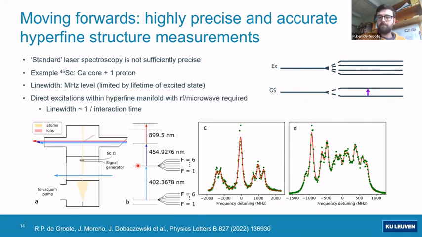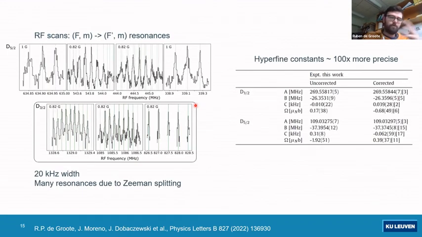Instead, one way of approaching it is by doing a direct probing of the hyperfine separations by doing radio frequency or microwave excitations within the ground state or metastable state hyperfine manifold. And because these states have essentially infinite lifetime, you can do this very carefully with a very long interaction time, and you can therefore reduce your line widths considerably. And so that's what I set out to do for stable scandium-45.